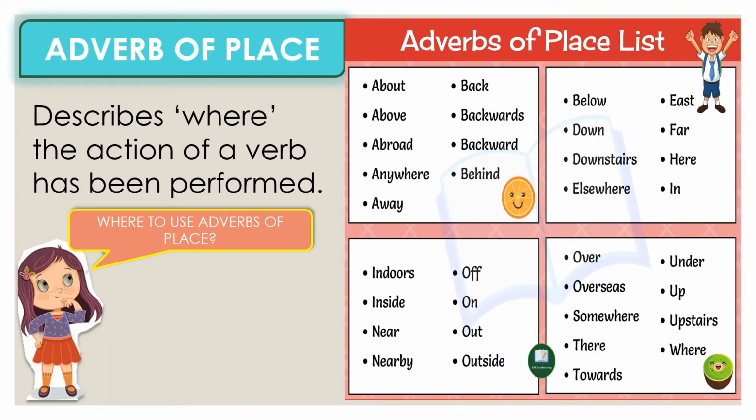Third is adverb of place. It describes where the action of a verb has been performed, like at what place the action has been performed. Following is the list: about, above, anywhere, away, below, down, downstairs, under, up, upstairs, inside, outside, nearby, out, on. All these are the examples of adverbs of place which we can use in a sentence to tell where an action has been performed.